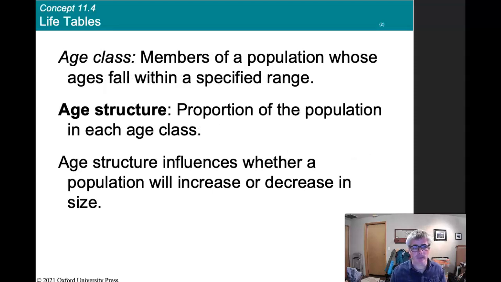And so in a life table, we look at the age class members of the population who fall under a specified range, the age structure proportion of individuals in each class, and how that age structure influences whether the population will increase or decrease.